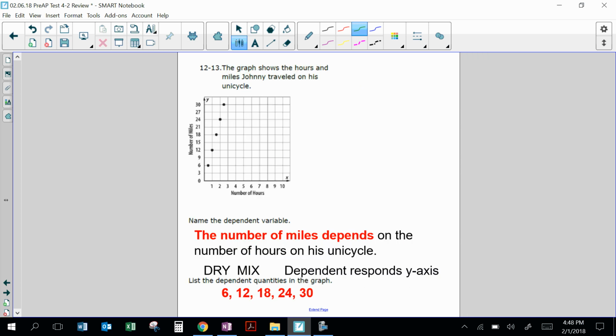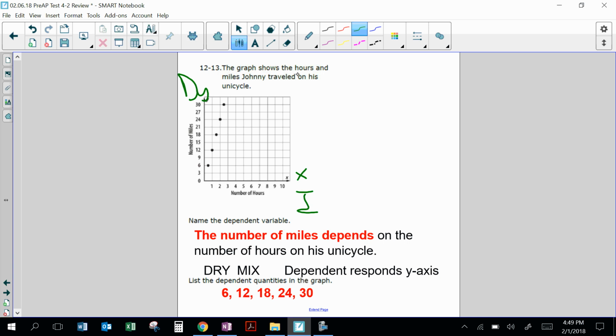What else do you need to know in the test? You need to know how to find a relationship between X and Y, independent and dependent. This is the X-axis, this is the Y. The Y-axis is always the dependent, the X-axis is always the independent. Can you describe the labels with the word depends? The number of miles depends.